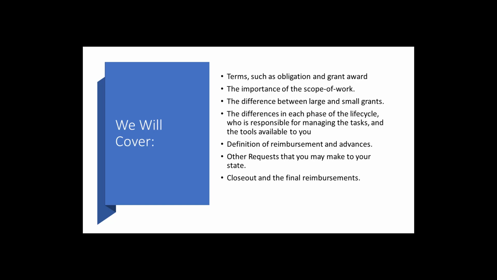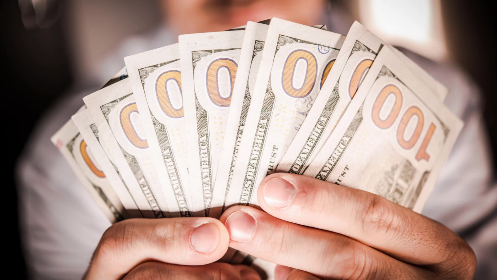Here, FEMA seems in charge. Here, your state. Here, you're doing your thing quietly, and the tools available to you as you work through these stages. We'll define reimbursement, and we'll touch on other requests that you make to your state. The life cycle concludes with closeout and the final reimbursements. It's an emergency, and your community needs funds. In the next episode, we discuss how to secure them.